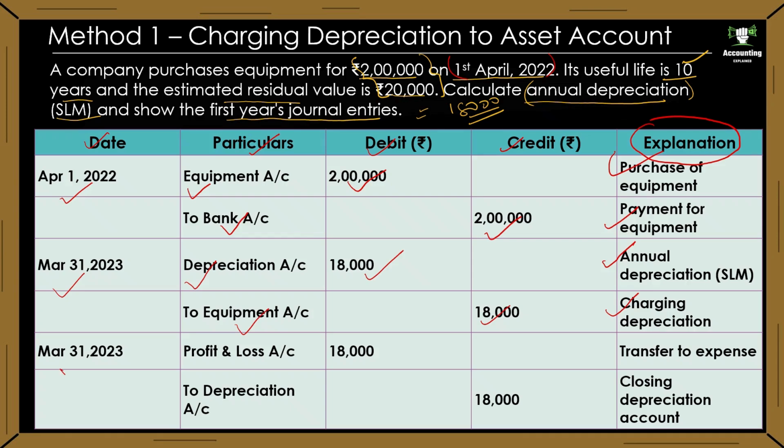Next, March 31, 2023. We are going to transfer this depreciation to the P&L account. Because it's an expense, it has to go to the P&L account. Now, in this journal, we have debited the depreciation. When you are going to transfer, we have to cancel this debit. How will you cancel this debit? By crediting it. So we have to write to depreciation account 18,000, and where you are going to transfer, the P&L account, that has to be debited. P&L account debit 18,000. First is transfer to expenses and second, to depreciation account is closing depreciation account. And the narration for this is depreciation transferred to P&L account. In this way you have to pass the journal entries.